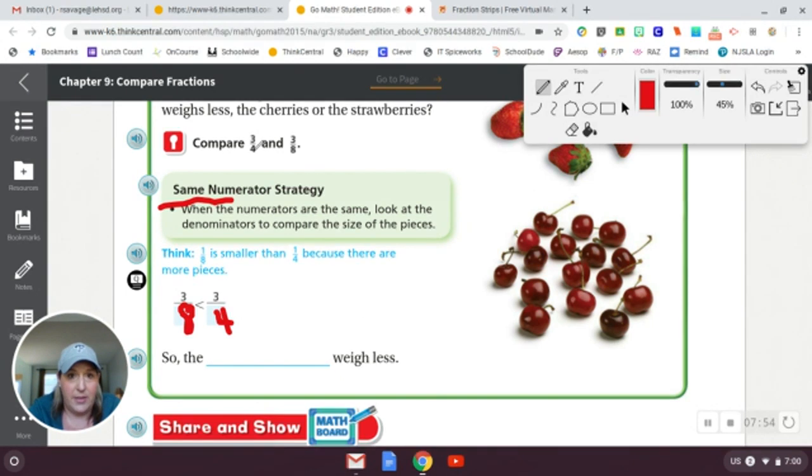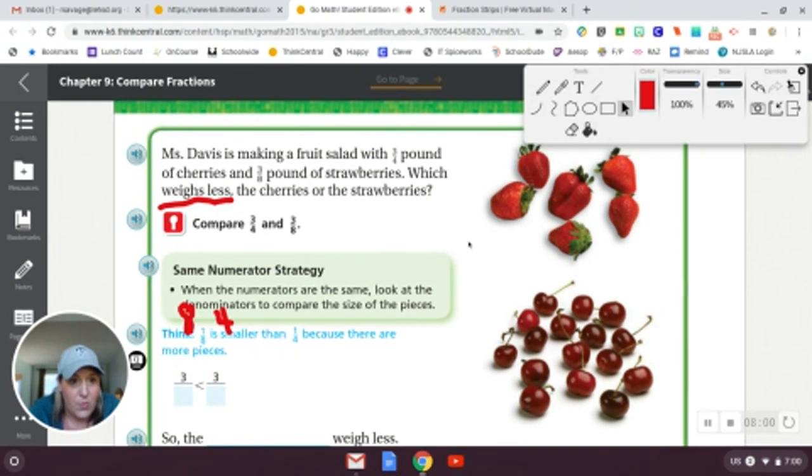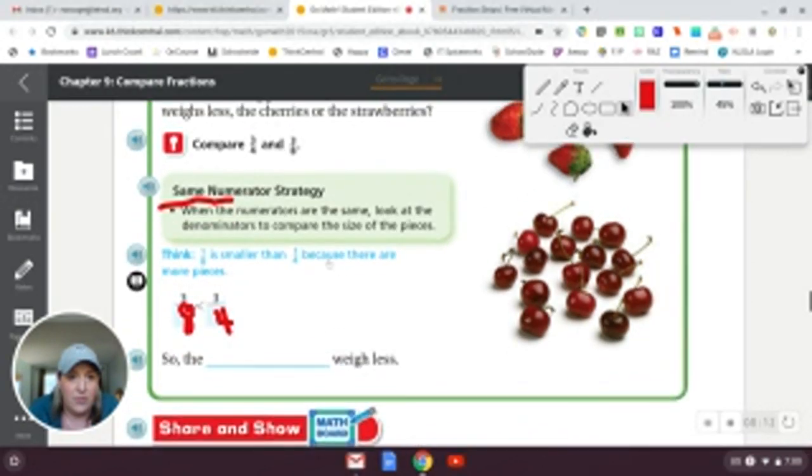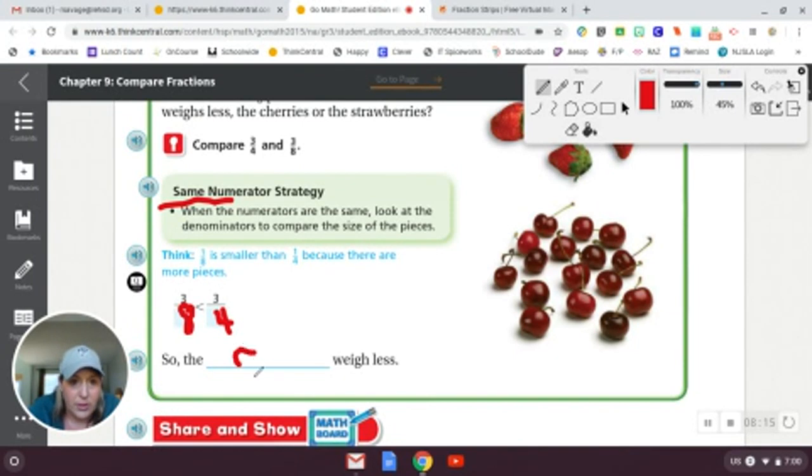And what weighs less, the cherries or the strawberries? I hate that I can't get it all in one screen. So I have to see which one is the 3/8. 3/8 is strawberries. Just going to put in S. Okay. There we go. All right.